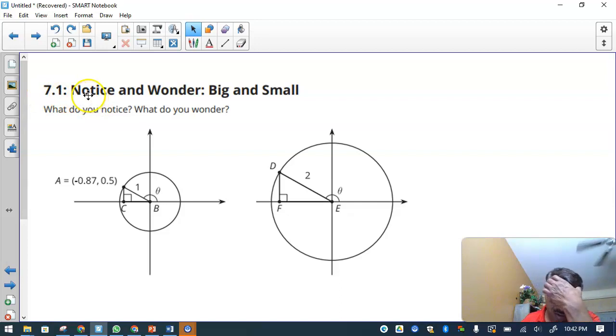The first task is what do you see and what do you wonder here? So pause the video for a while and see if you can figure it out yourself. Write down some information. What do you see and what do you wonder?